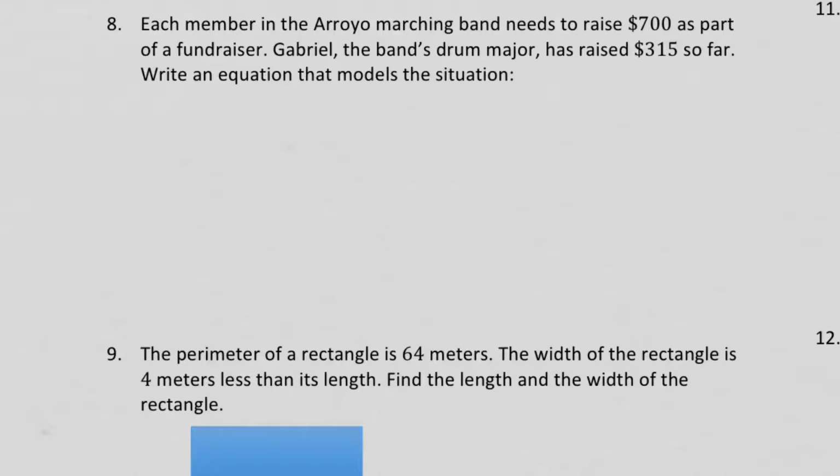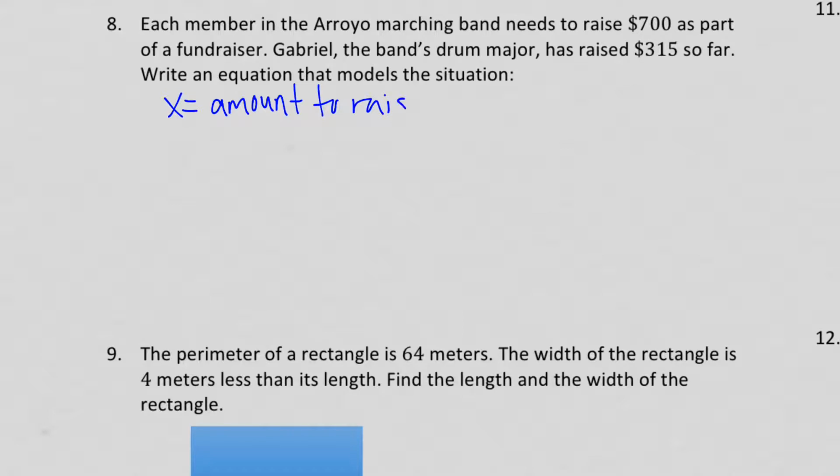First thing you have to do when they ask you something like that is figure out what the unknown is. What is it that we do not know about the situation? We know how much he's expected to raise, 700. We know how much he has raised so far, 315. So what's missing? What's missing is how much he still needs to raise to get to the 700. We know what the goal is. We know how much he has raised. So the question is, how much does he still have to raise? We're going to call that x. x is the amount he still has to raise.